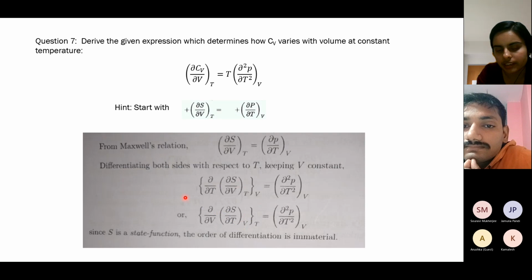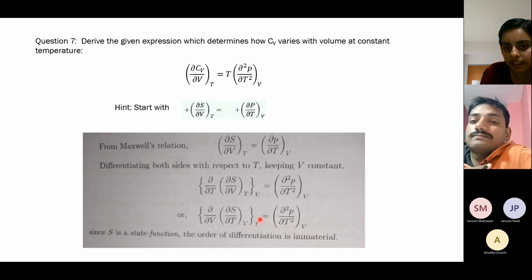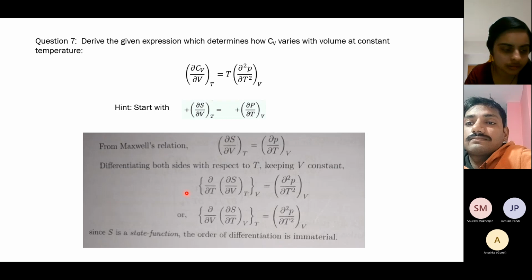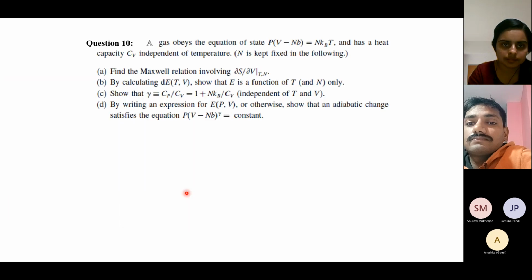So this expression tells you how CV changes with volume at constant temperature, and you can get it from the double derivative of pressure with respect to temperature. Is this clear to everyone? Yes, ma'am. Okay.